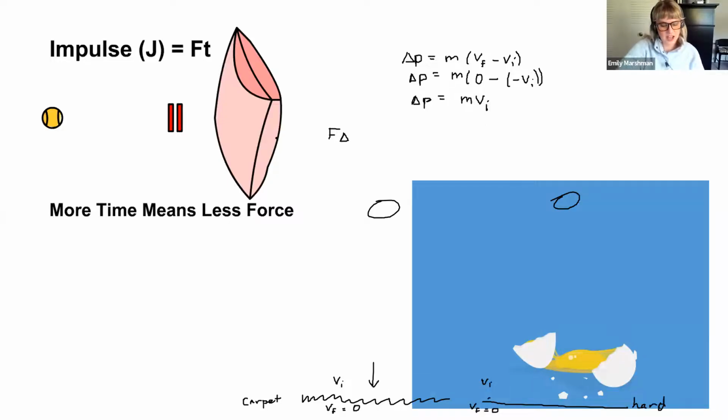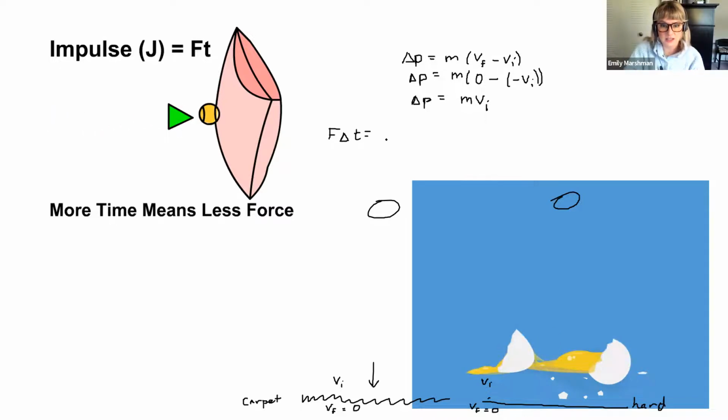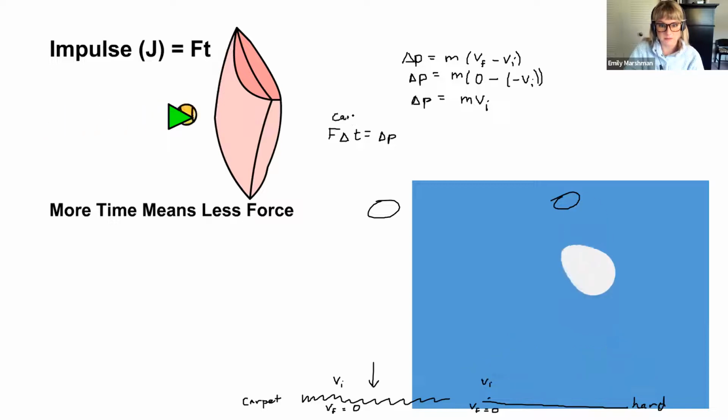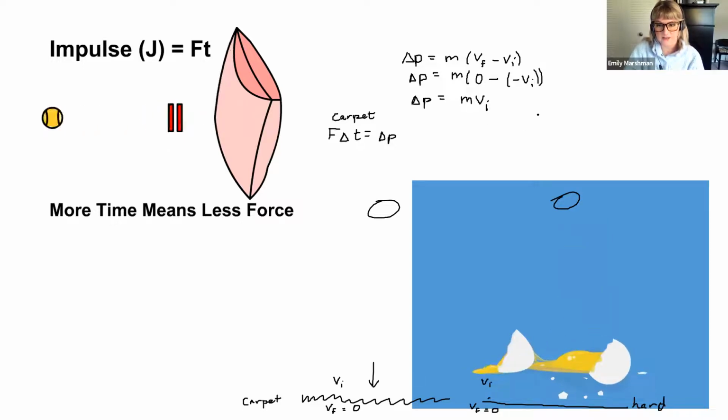All right. So if I go back to the impulse momentum theorem for both of these situations, I've got F delta t equals the change in momentum for the carpet, and then for the hardwood.